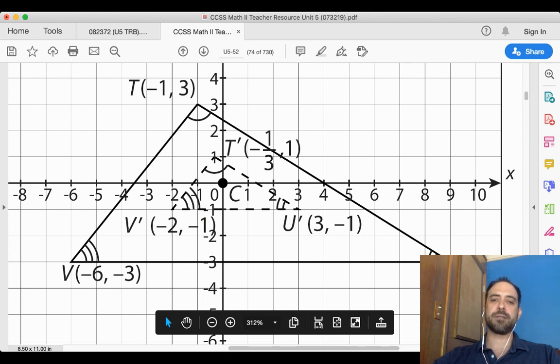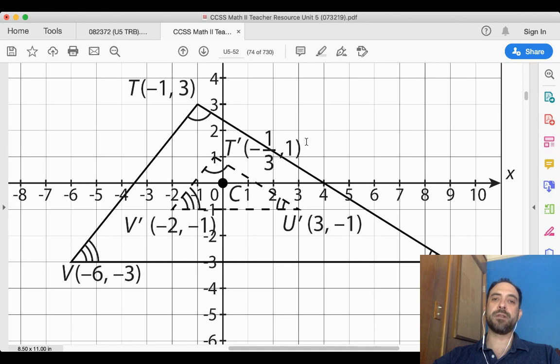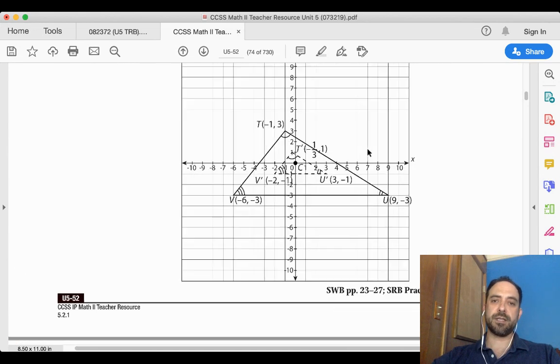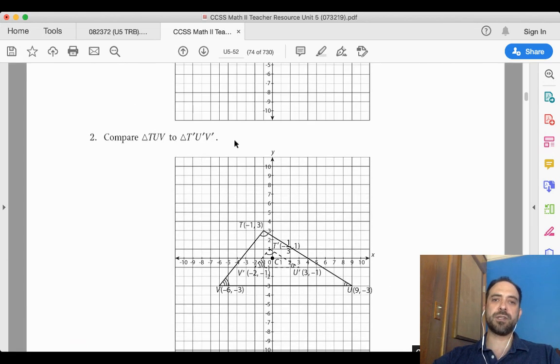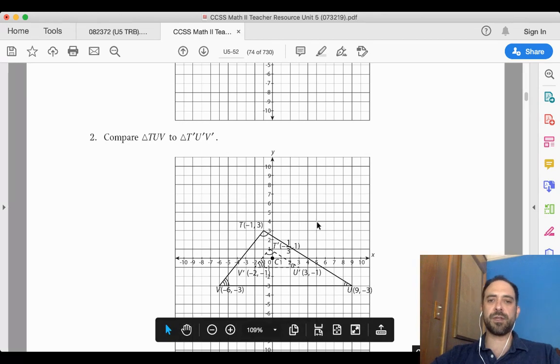You could also think of it as multiplying by 1/3. Here we have -1 to -1/3, which is multiplying by 1/3. 3 to 1 is multiplying by 1/3. So yes, this is also a dilation. This is a dilation with a scale factor of 1/3, because the image, the triangle after the transformation, is 1/3 the size of your pre-image, your original triangle.